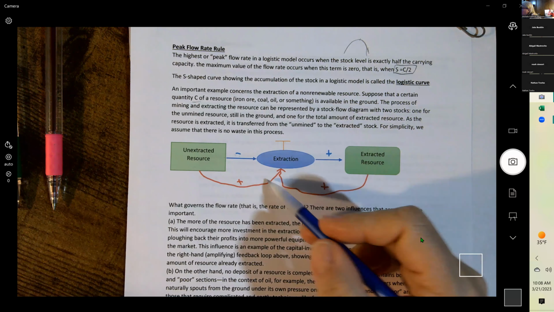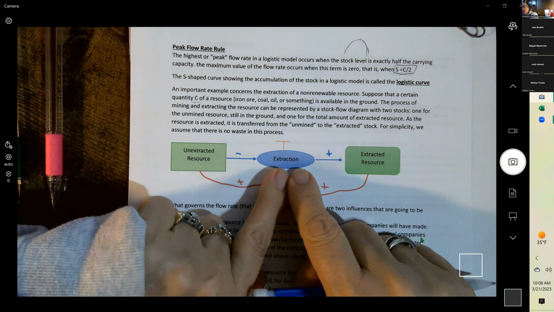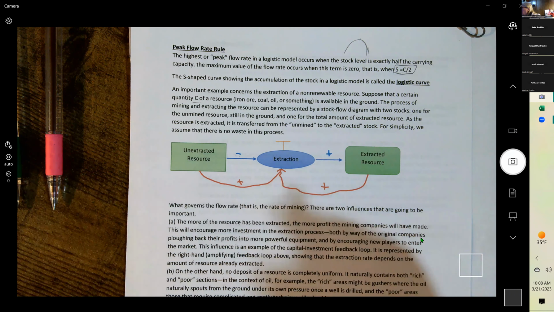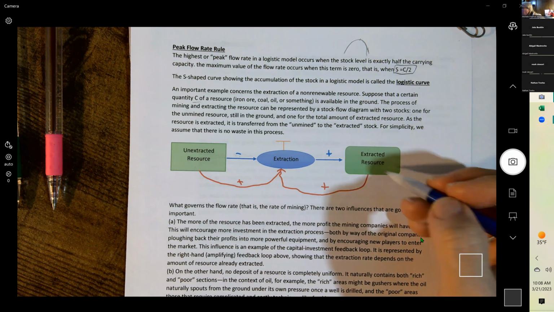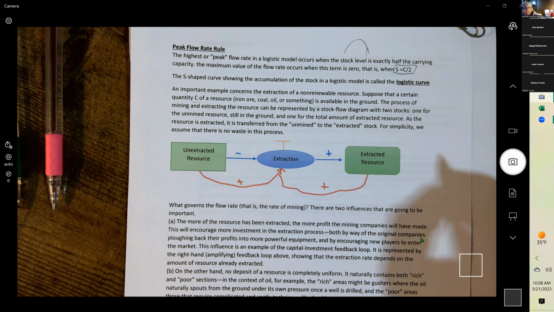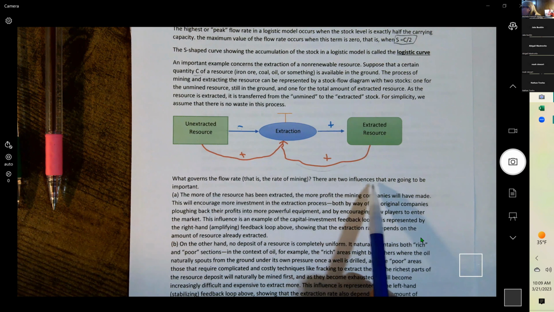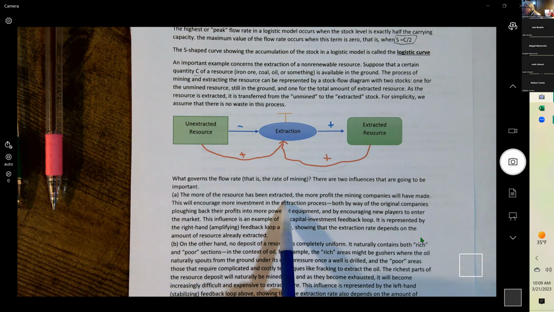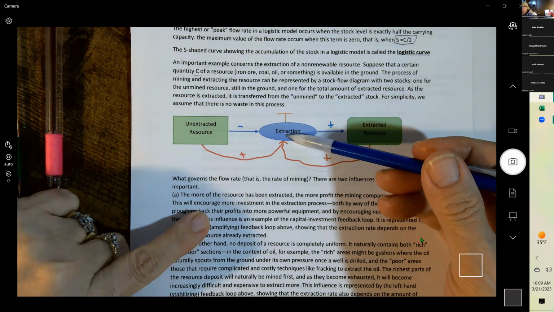Now the red arrows are going from both of the stocks to the extraction. The reason they're a plus is the more we get extracted, the more money we have, we can build better things, and we go back and we extract more. And it kind of explains it down here. There are two influences that are going to be important. The more of the resource that has been extracted, the more profit in the mining will be made, which then encourages more extraction.